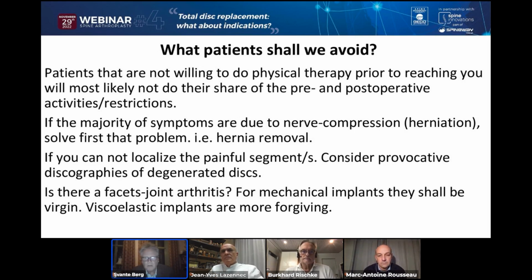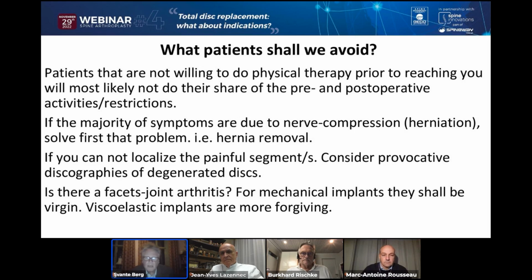If the majority of symptoms are due to nerve compression by herniation, it might be a better idea to solve that. Just remove the herniation in microsurgery or something else and see if that removes also most of the problems. Maybe the patient doesn't have a severe low back pain after all. It's the sciatica that is a big problem. We have to deal and think about this.